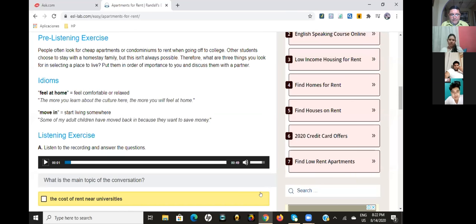People often look for cheap apartments or condominiums to rent when going off to college. Other students choose to stay with a homestay family, but this isn't always possible. What are three things you look for in selecting a place to live? Put them in an order of importance to you and discuss them with a partner. Okay, very good. Thank you.